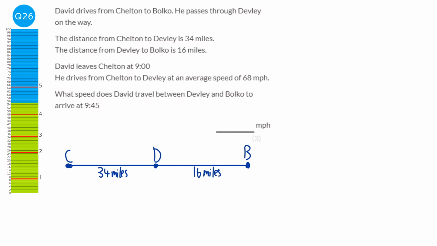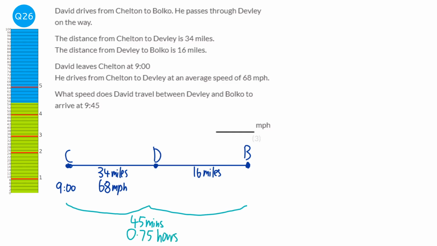I'm just reading through the question, adding it to my diagram. David leaves Chilton at 9 o'clock. He drives from Chilton to Devley at an average speed of 68 miles per hour. What speed does David travel between Devley and Bolko to arrive at 9:45? So the whole duration needs to be 45 minutes, or 0.75 hours. The entire distance is 34 plus 16, so that would be 50 miles.